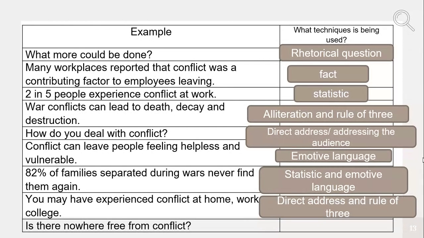You may have experienced conflict at home, work, and college. Straight away, the first word, you, creates that relationship between the reader and the writer, that direct address. But at the other end, we've got 3 things together: home, work, college, rule of 3.